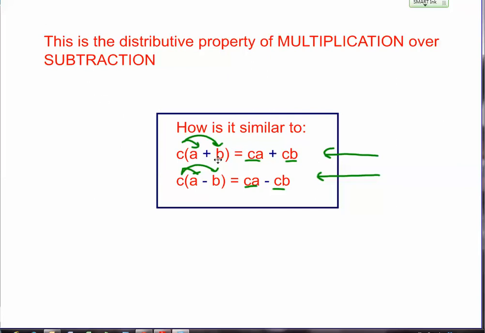And then we talked about the ways that distributing multiplication over addition is the same as multiplication over subtraction. And you guys said they've got the same letters. You multiply C by A and B the same way each time. It's just that in these two you would add, and in these two you would subtract.